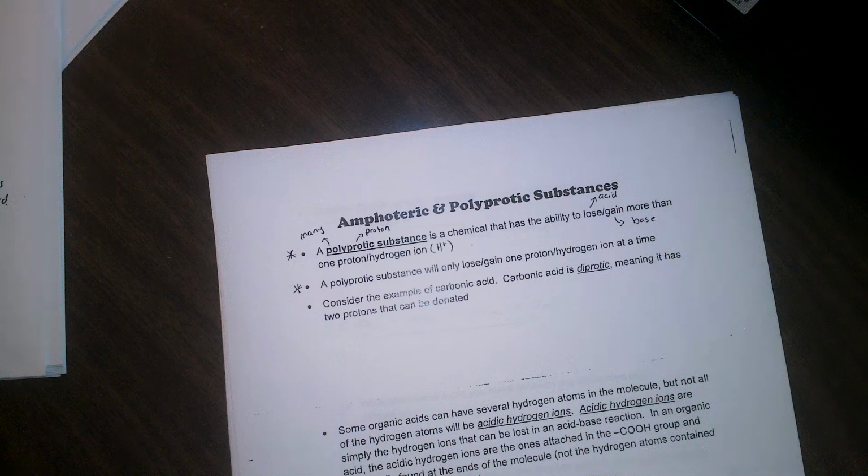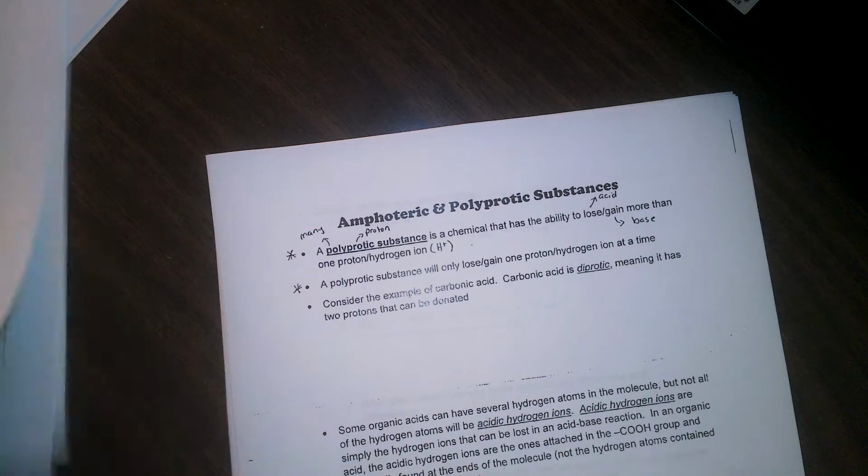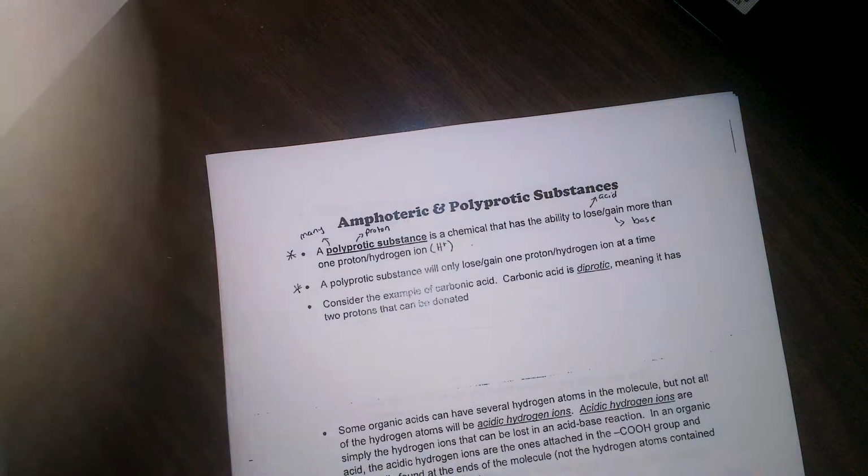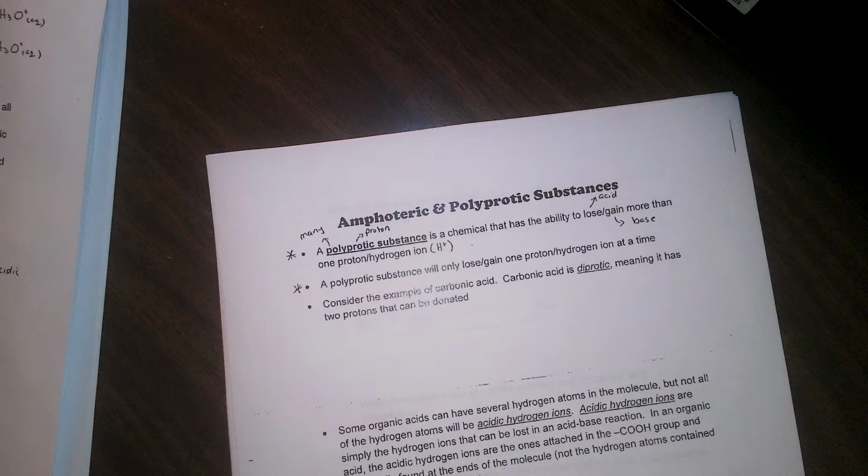Amphoteric and polyprotic substances. We've seen poly before. Where did we see it? Polyatomics, right? Meaning what? More than one. Okay? So a polyprotic substance is a chemical that has the ability to lose or gain more than one proton or hydrogen ion. It only does it one step at a time.